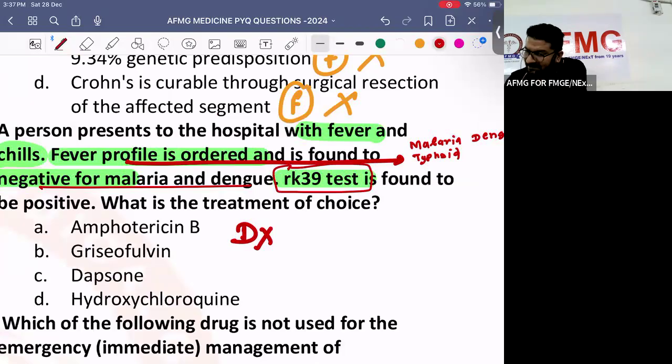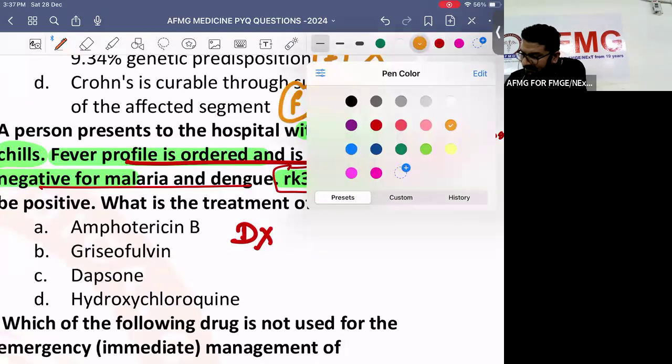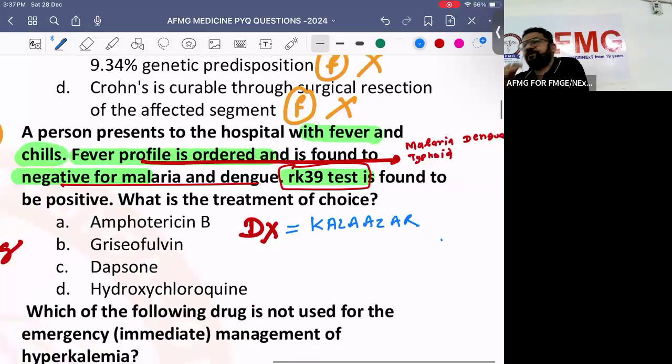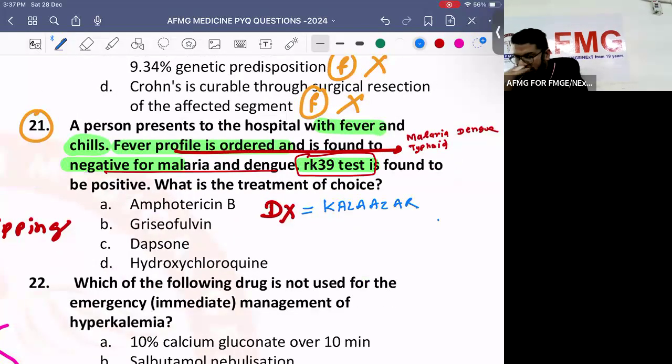So it's actually a PSM question. They are asking you, RK39 test is done for what? Kala azar. So diagnosis for this patient will be Kala azar. They ask you what is the treatment of choice. Now, LAMB. So treatment of choice will be LAMB. LAMB means liposomated amphotericin B.